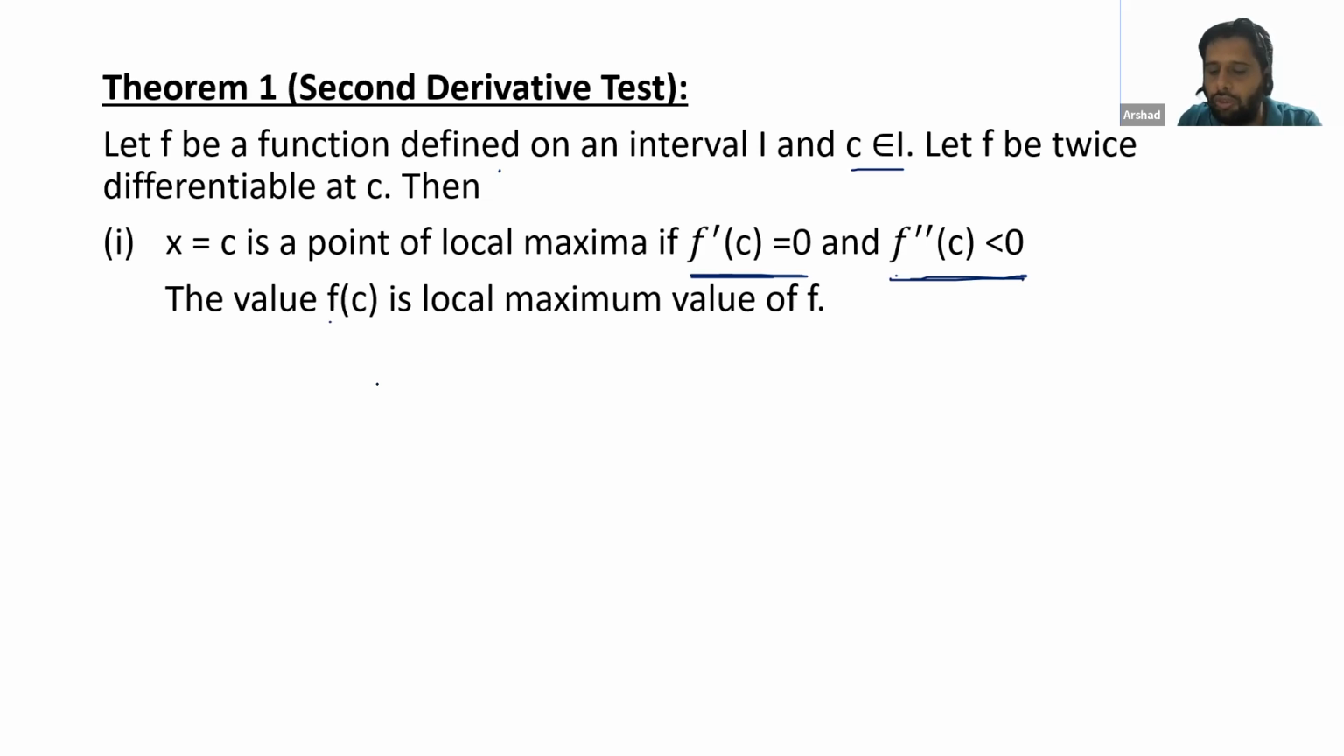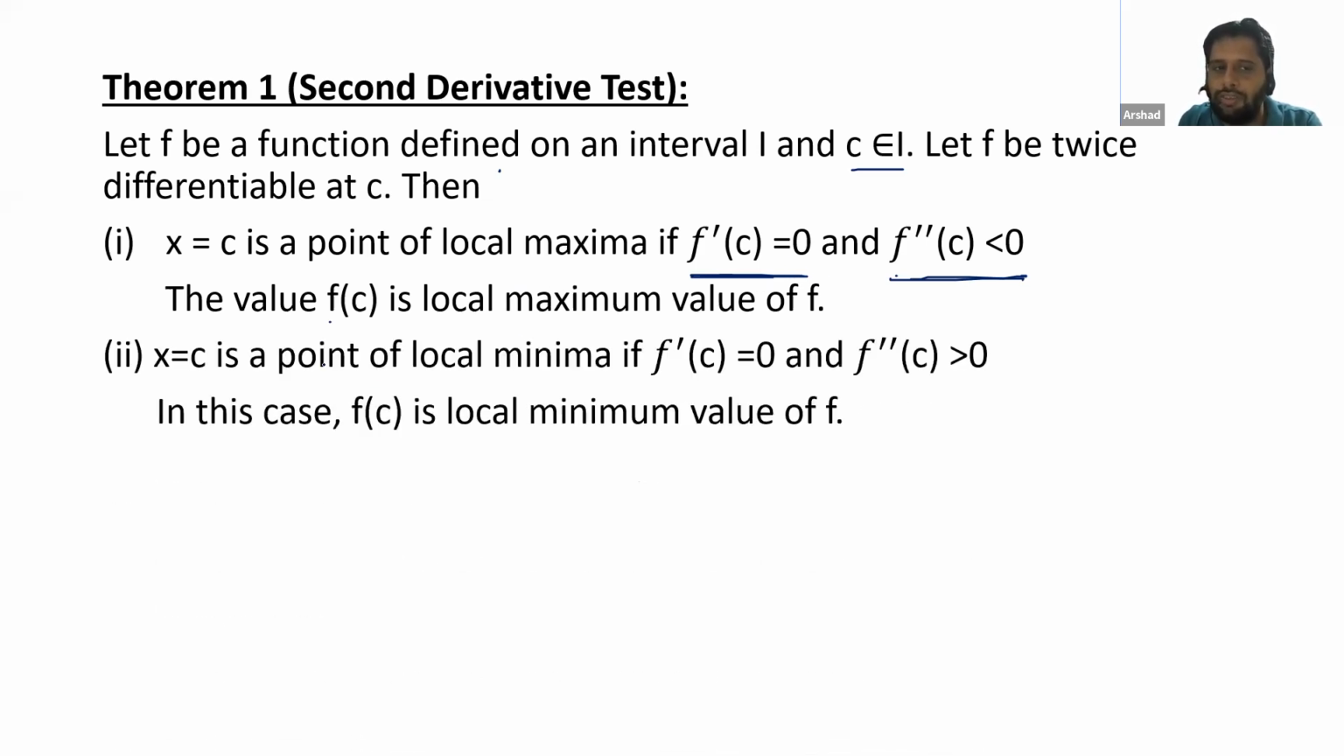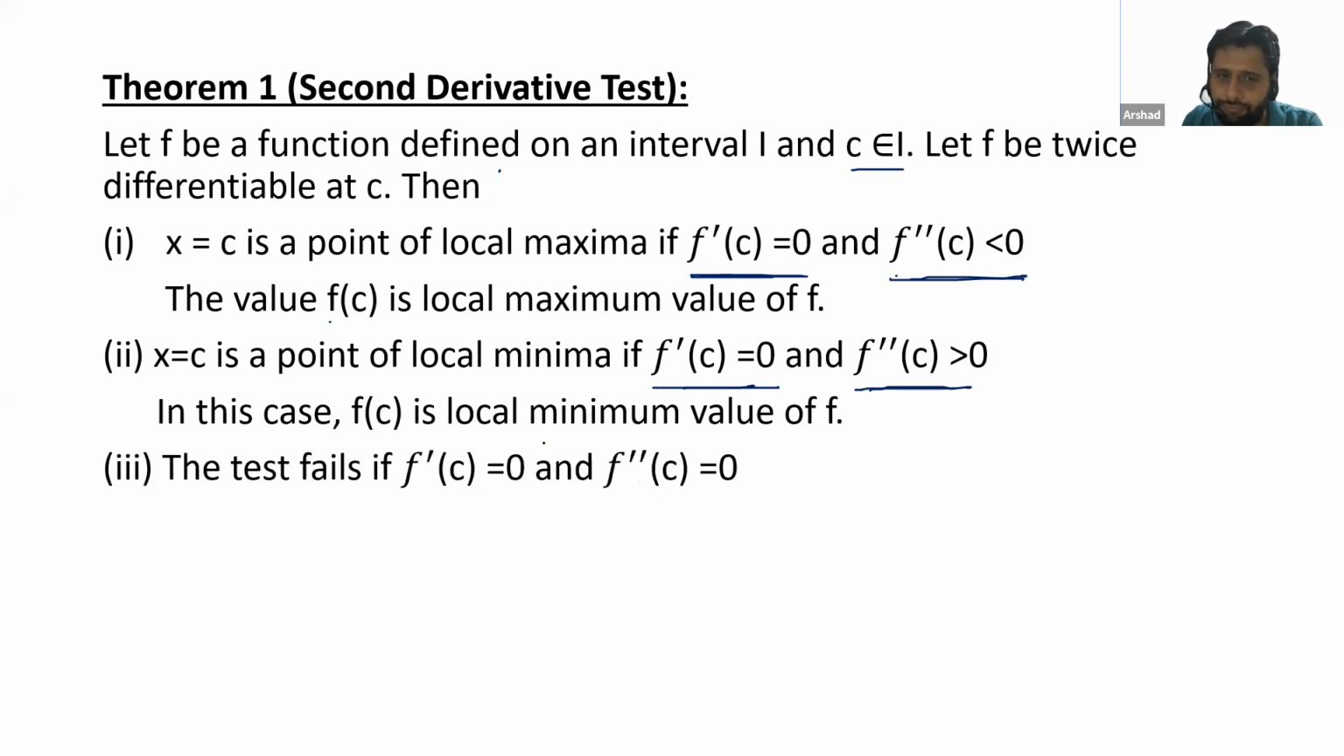Now, for local minima, what will happen? This will become opposite. So x is equal to c is a point of local minima if f dash c is equal to 0 and the second order derivative is greater than 0. In this case, f(c) is a local minimum value of f.